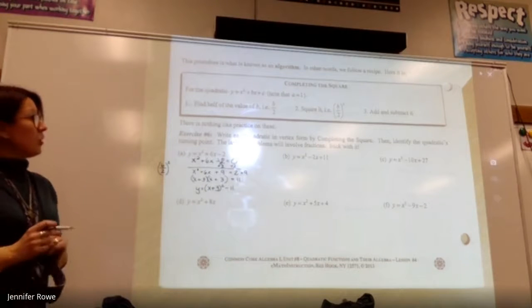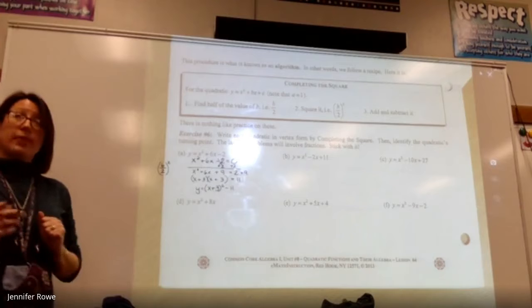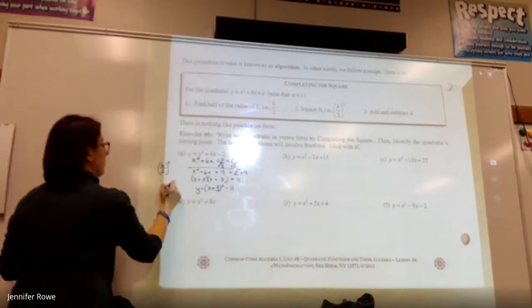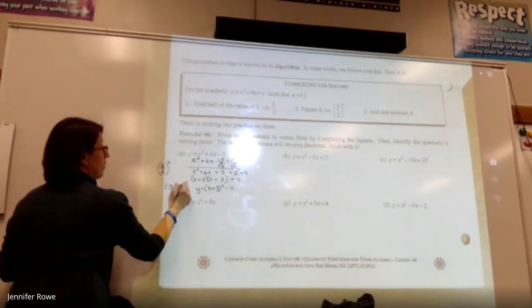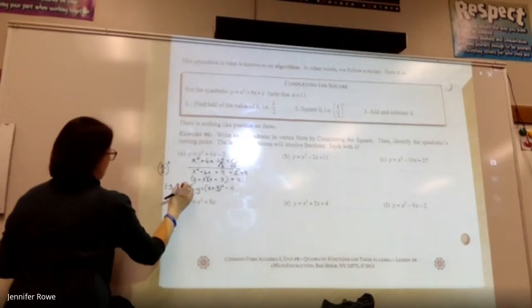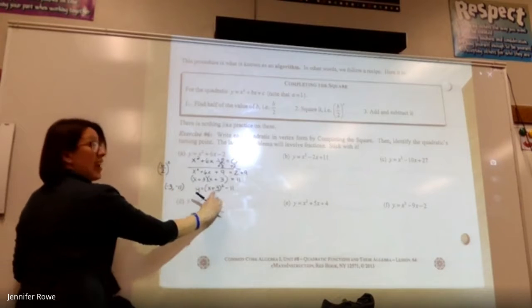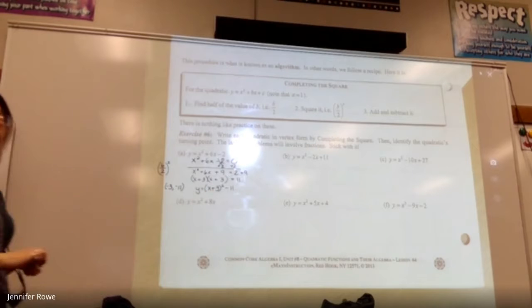And now we have to tell them what their turning point is. What's the turning point? Negative 3, negative 11. Good. Negative 3, negative 11. That's a lot of work for me. Where's the negative 3 from? That's a positive. But it's the opposite. Remember, it flips. It's the opposite.